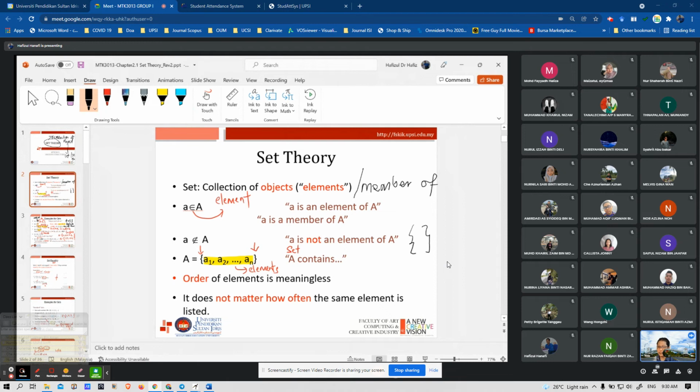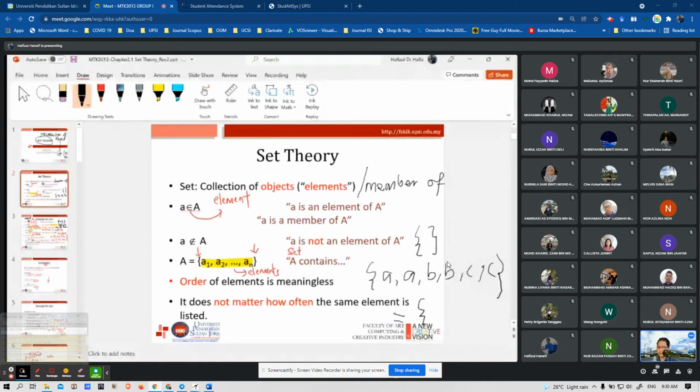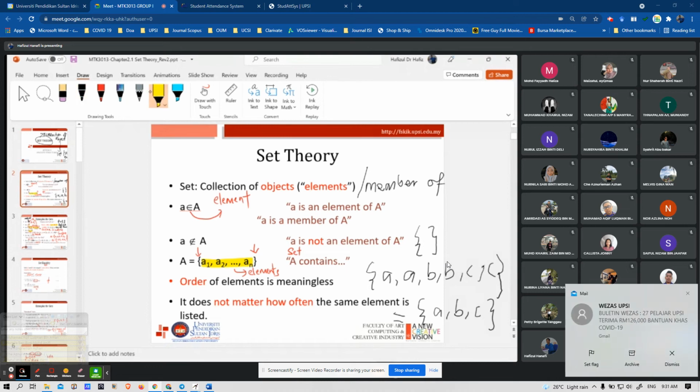For example, if you have a, b, b, this can be defined as a, b, and c, because it doesn't matter how often the same element is listed. Later we will see this.